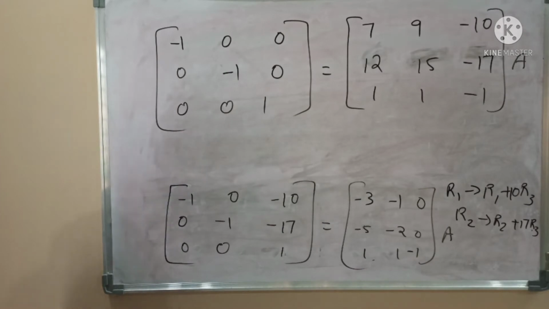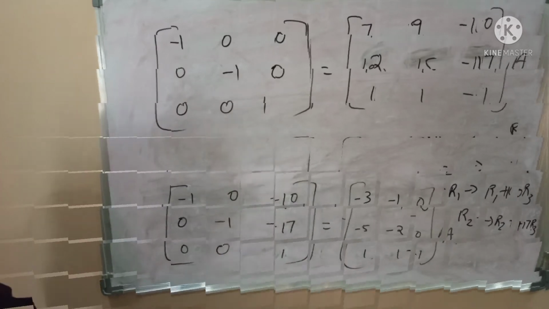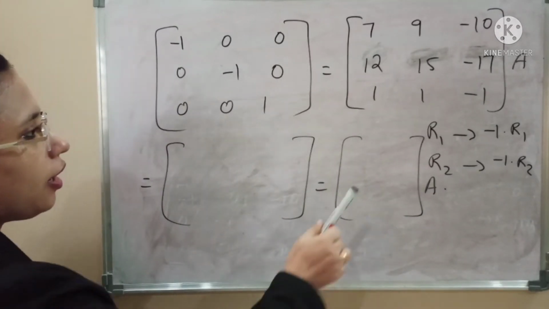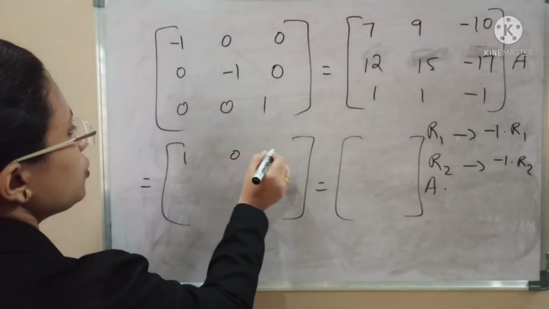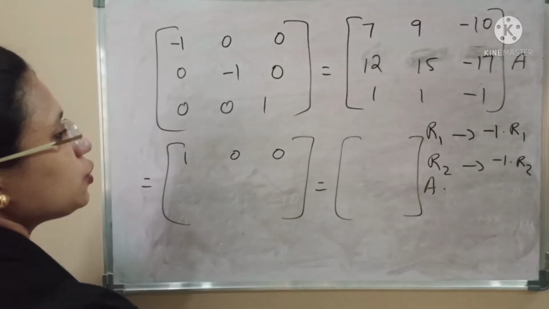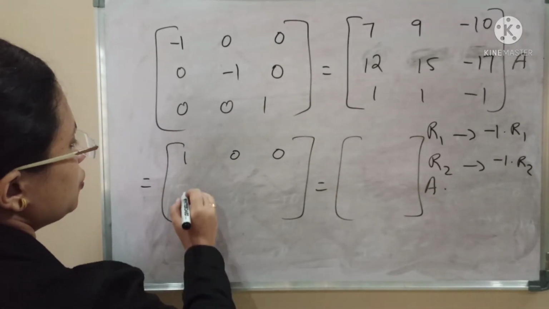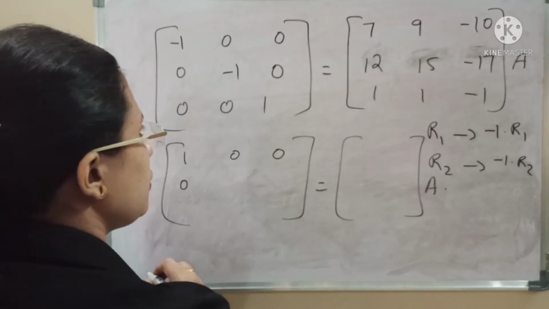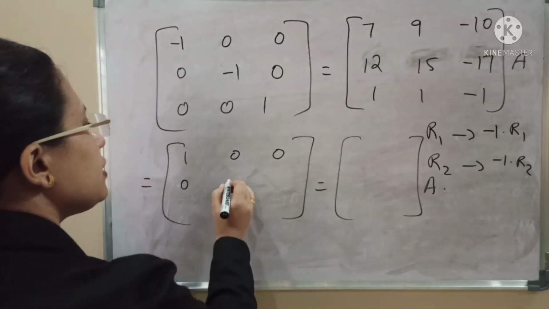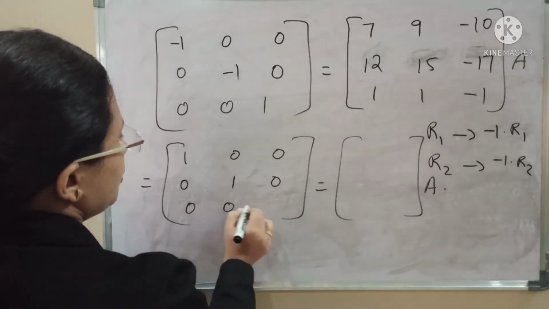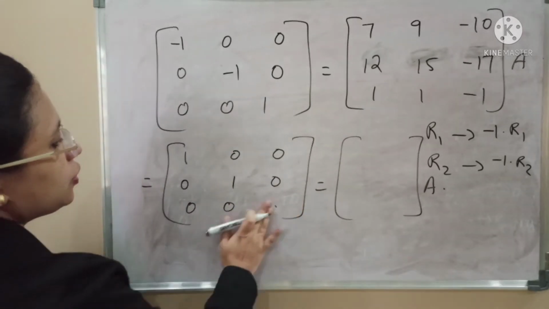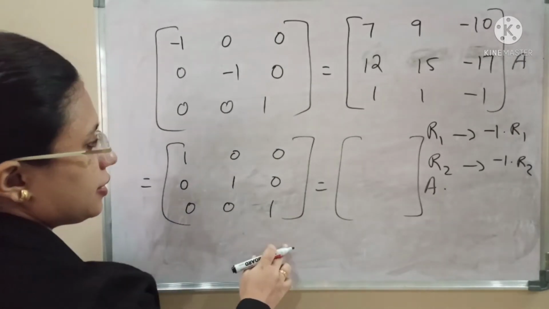Okay, now we'll see the next step. So we got almost, right? The next step will be R1 will change to minus 1 into R1. So 1, 0, 0. R2 will change to minus 1 into R2. So 0 into negative 1 is 0. Negative 1 into negative 1 is 1. 0 into negative 1, 0. Third row will be the same. So we got the identity matrix.